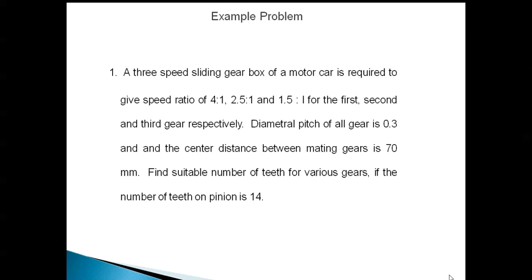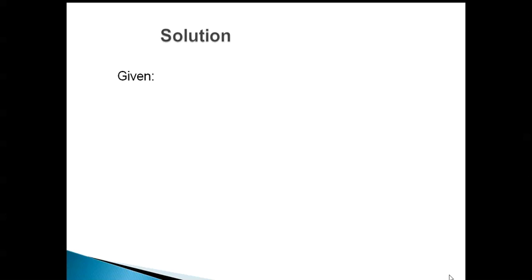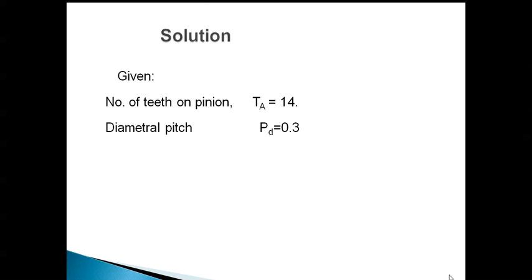The name itself is saying, sliding gearbox means the gears will slide along over the spline shaft. So here we will see the motor car gearbox. First, the number of teeth on pinion is given. The pinion is the smallest gear in the gear train. So that is TA equal to 14. Diametral pitch PD is 0.3 and center distance is 70 mm.